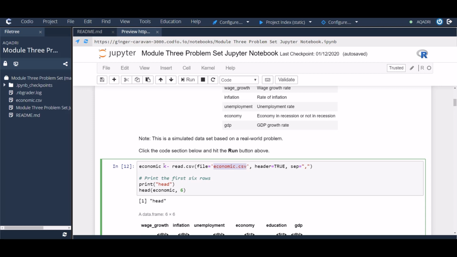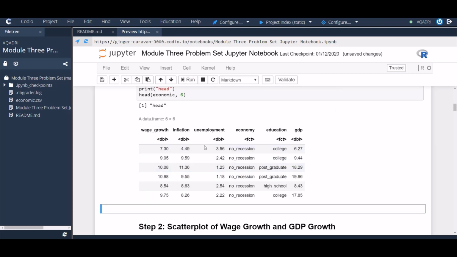And this step is pretty much the same as the last 2 weeks. We just use the read.csv method to read the data from this CSV file into an R data frame called economic. And we will print the first 6 rows here. Okay, so let's print this. And you will see that this is what you will get.